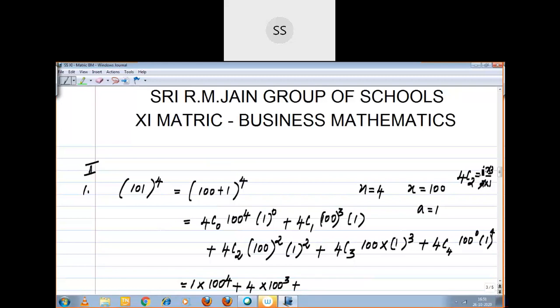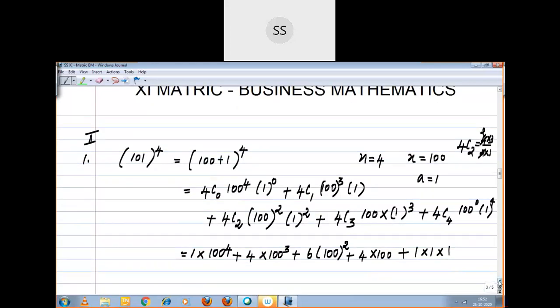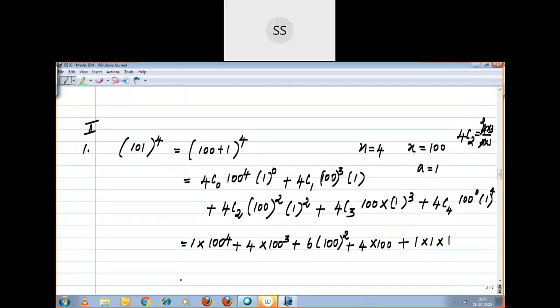4c2 is nothing but 4 into 3 divided by 2 into 1. So you arrive at the result as 6. 6 into 100 square. 1 square as 1. Next, 4c3 is equivalent to 4c1. So 4 into 100 plus 1. Because 4c4 is 1. Anything raised to 0, that value is also 1. Then 1 power 4 as 1.